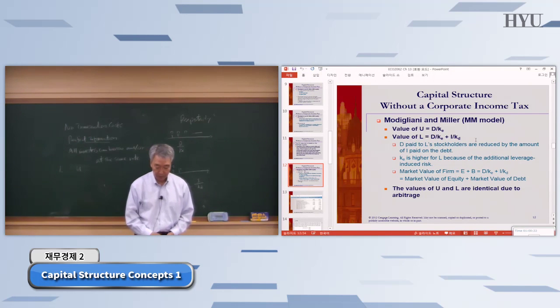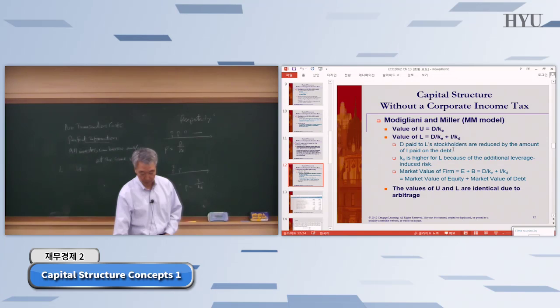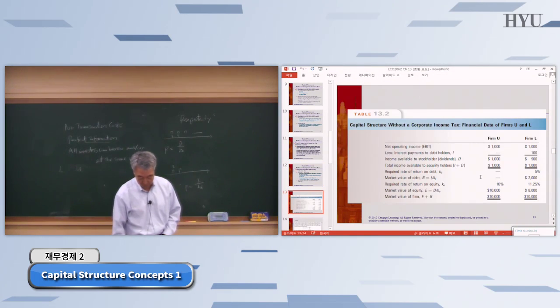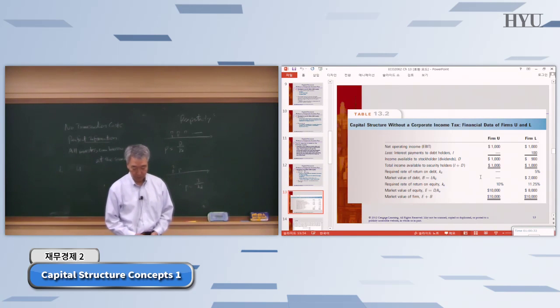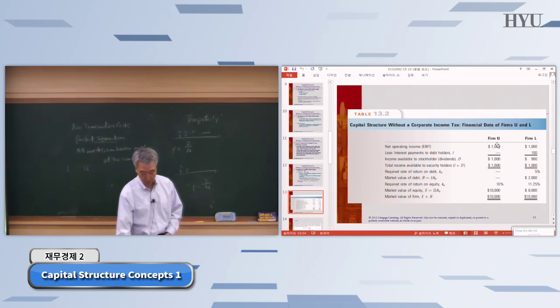Yeah, the dividend paid to company L's stockholders is reduced by the amount of interest paid on the debt, right? I guess if you look at this, it'll be a little bit easier to understand. So we have a company U and L here, okay? Let's assume both companies have the same amount of operating income, but company L has some debt.